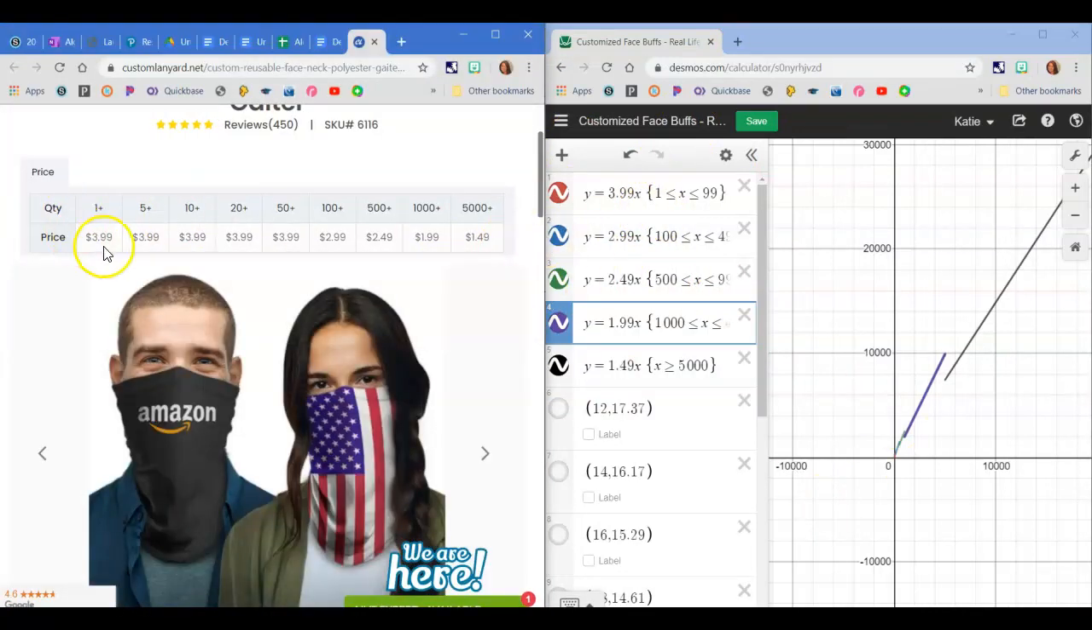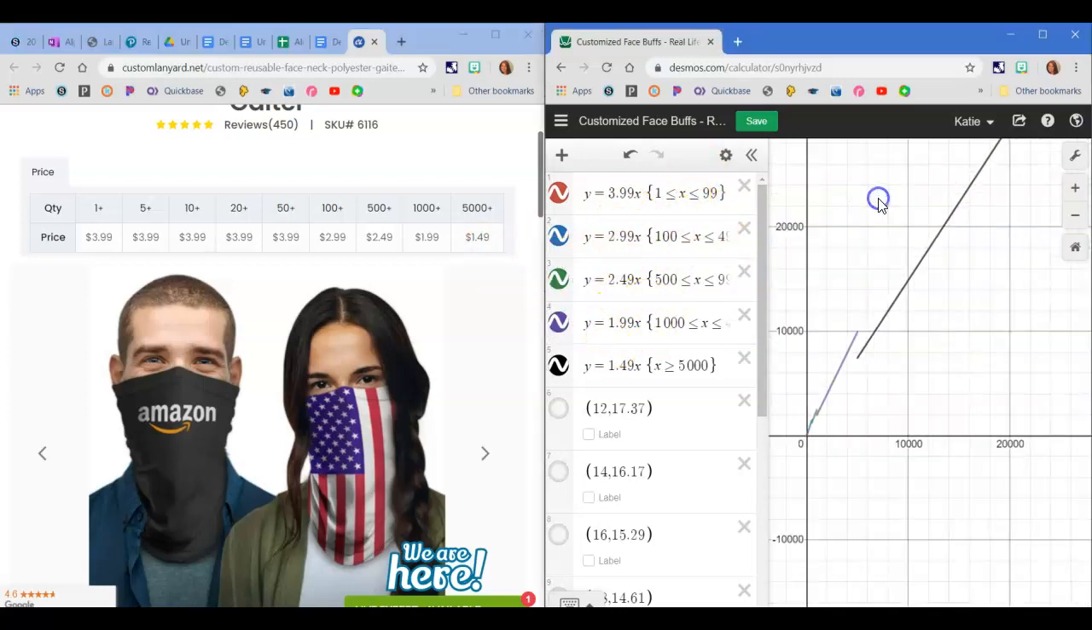And making, okay, 3.99 times x, where x is the number of face masks that I want. It goes all the way up to 99, so that's why I made it less than or equal to 99. You can't have a part of a face mask, so it works to write it this way. And so on. It's a simple equation, and you can make a piecewise graph, and that can provide you with some great information for making your business decisions.